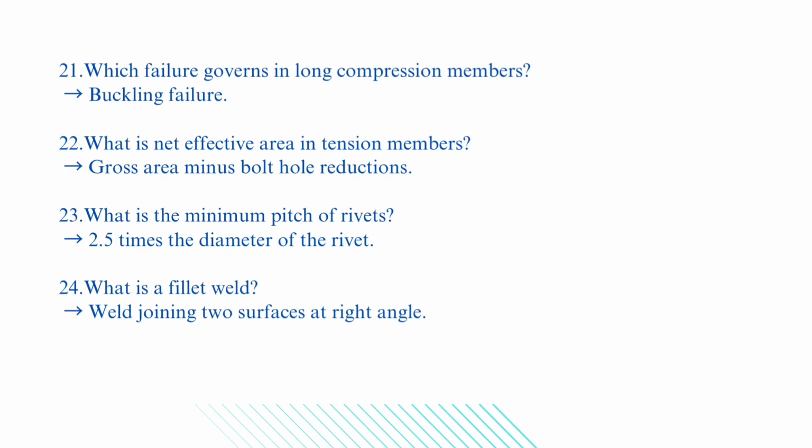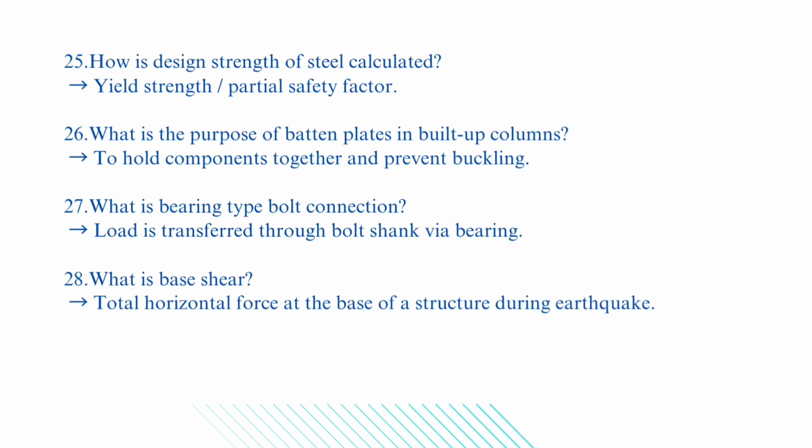And the answer is 2.5 times the diameter of the rivet. And what is a fillet weld? A weld joining two surfaces at right angle is nothing but the fillet weld. The next question is, how is the design strength of a steel calculated? And the answer is, yield strength upon the partial safety factor is nothing but the design strength of a steel.